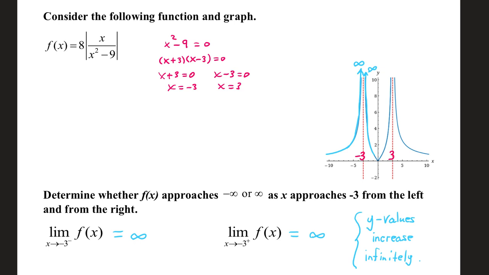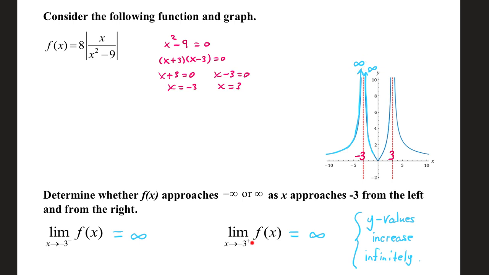The limits at the bottom of your screen ask us to determine whether the function approaches negative infinity or positive infinity as x approaches negative 3 from the left and from the right. This will be the vertical asymptote we're focusing on. The limit as we approach negative 3 from the left, you get on your function and you follow it in, and you slowly approach the vertical asymptote of negative 3 from the left side of it. The y values get infinitely large.